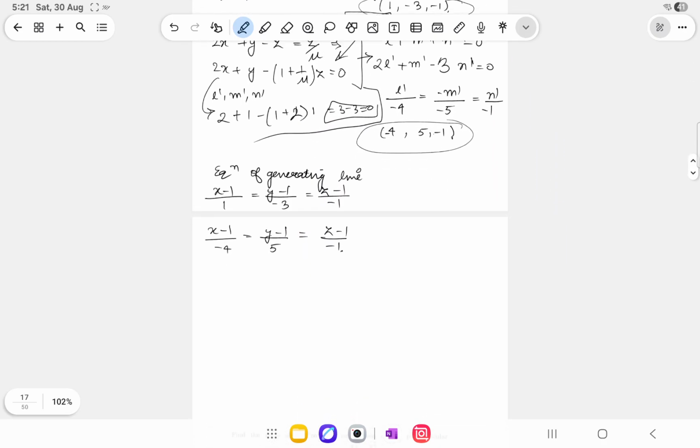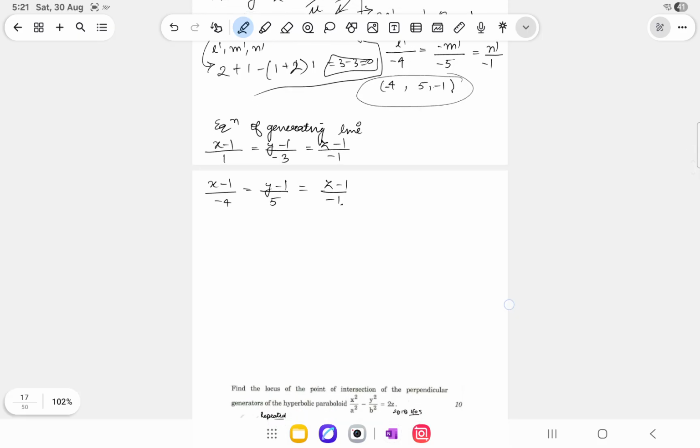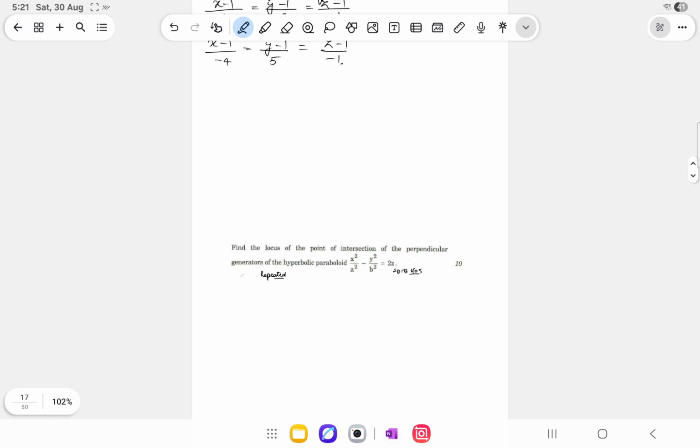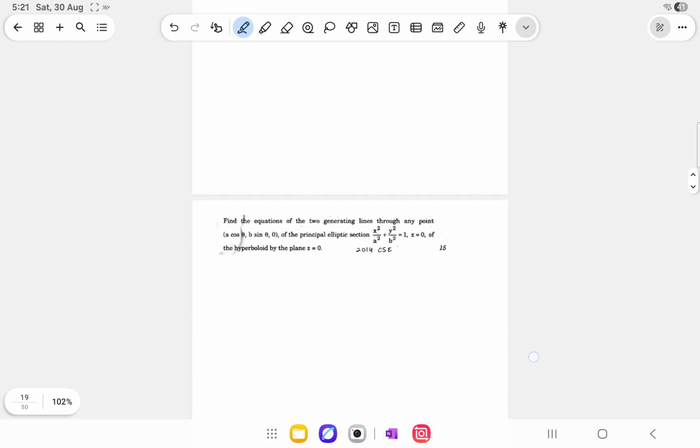So let's move on to the next question. The next question says find the locus of the point of intersection of this. This is basically a repeated question. Question number 2 that we have done is similar to this one. So let's move on to the next question.